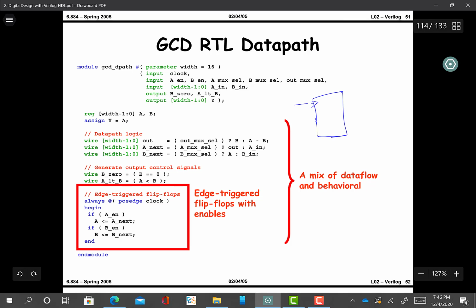So this is the clock, and then A in, B in, A mux sel, B mux sel, and let's say out mux sel. These are the inputs. Then A in, B in, these are multiple bits. Then output is B0 and A less than B, and then the final output is our result, which is Y.